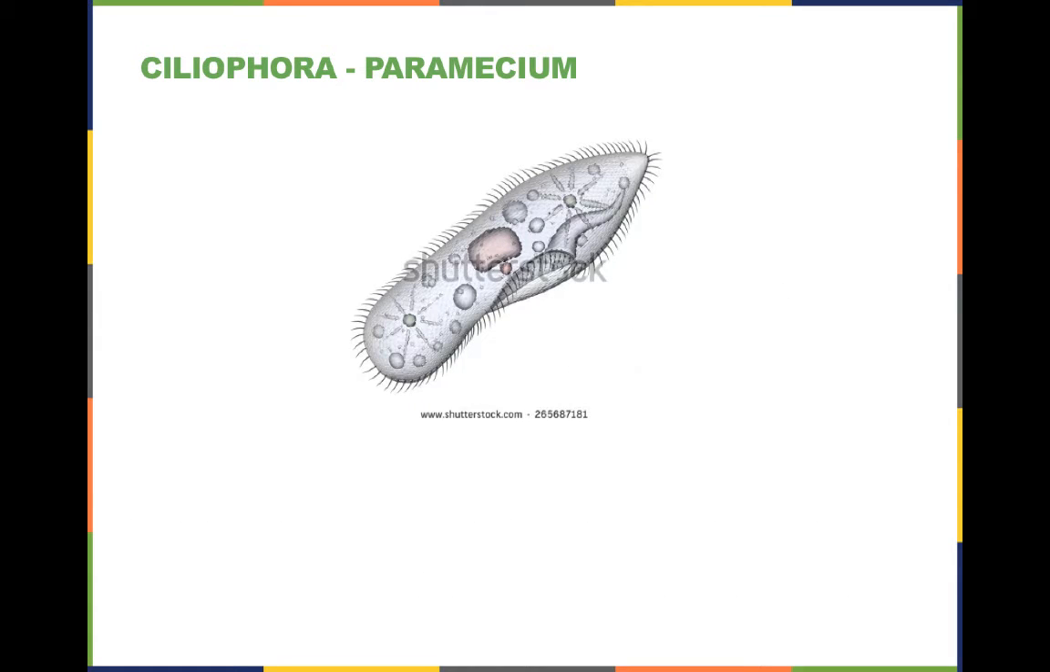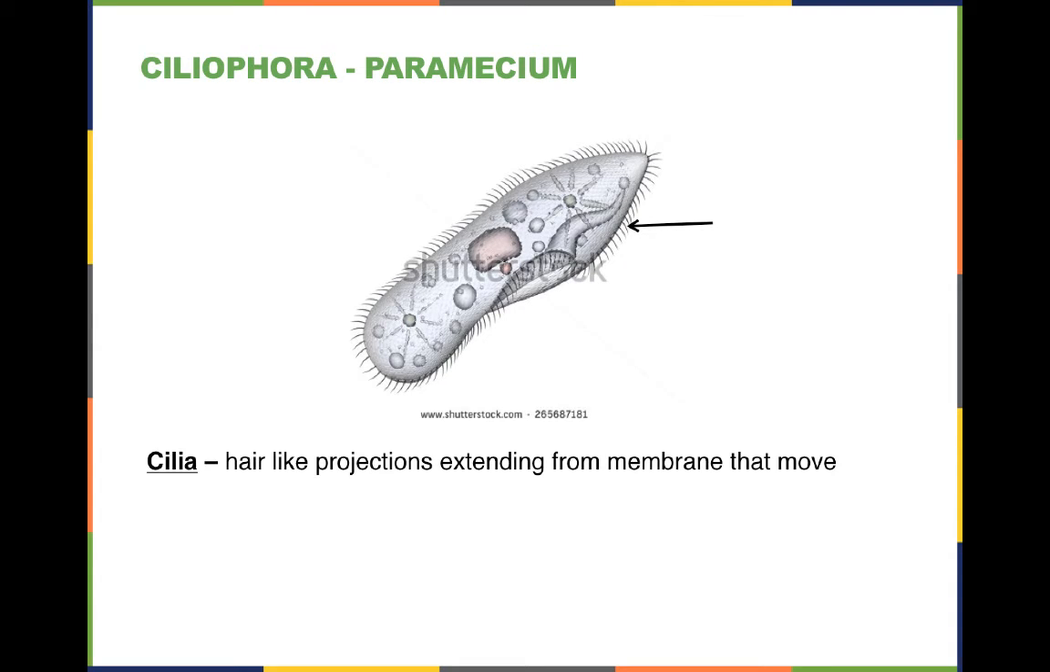Protozoans are called the Ciliophora, and the example is the Paramecium. The Ciliophora are characterized by the presence of cilia. The arrow here points toward the cilia, which are hair-like projections that come from the cell wall or cell membrane, and they allow for the organism to move. They also allow, in this area, with a sweeping motion, food to be swept into this area right here, which we're going to talk about in just a second.